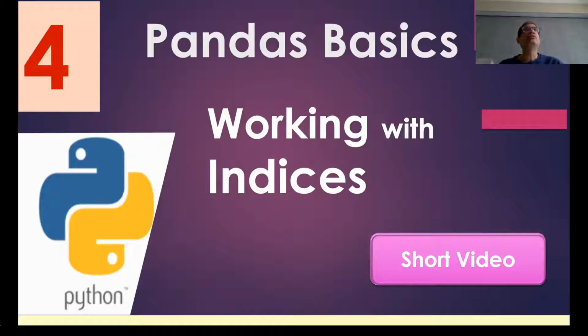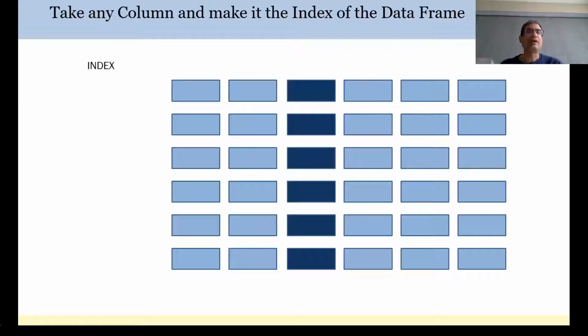In this short video, let's see how we can actually work with the index that a Pandas data frame gives us. As we've already seen, every Pandas data frame has an index by default. You can think of it as a row name or a row number, which goes from 0 all the way through n in increasing order.